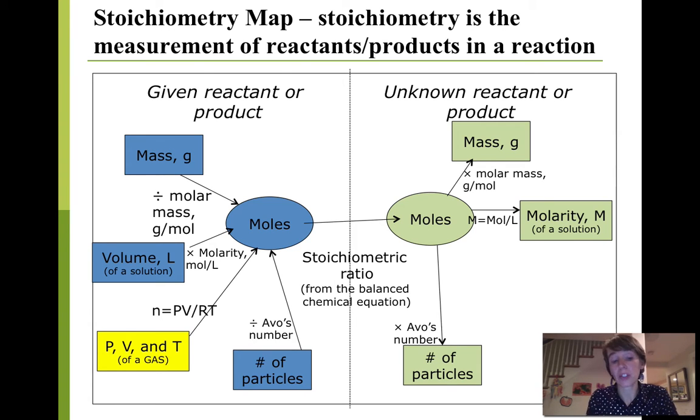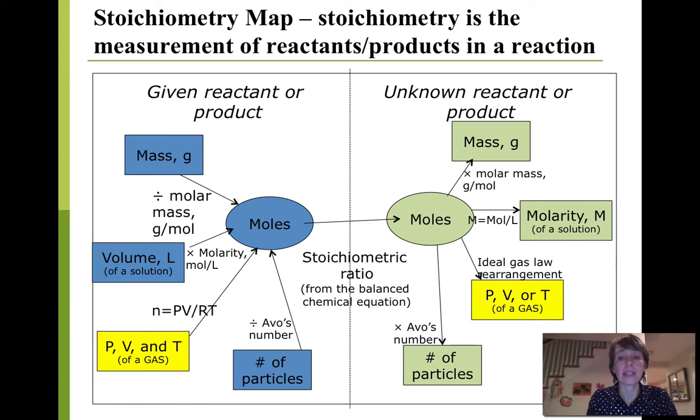And pressure, volume, and temperature are fairly easy to measure with a gas. So that can be our starting point that allows us to calculate the number of moles, and that's always kind of our first step of a stoichiometry problem. Equally, on the unknown side of the stoichiometry map, once we solve for however many moles we might have of a product, we can solve for pressure, volume, or temperature. We already have n from the stoichiometry, and then maybe we have the volume or the temperature or the pressure, and we can solve for whatever we don't have.